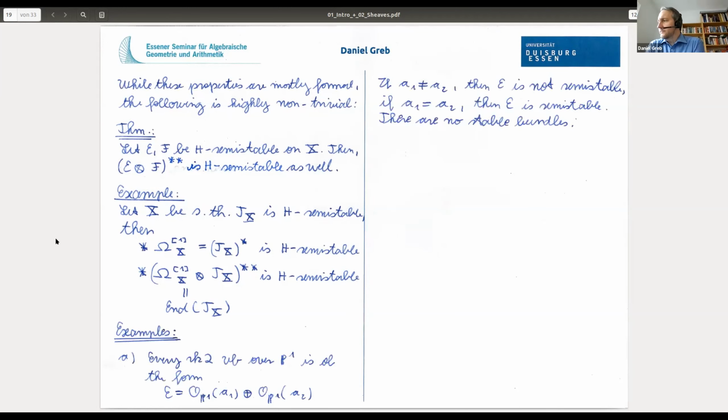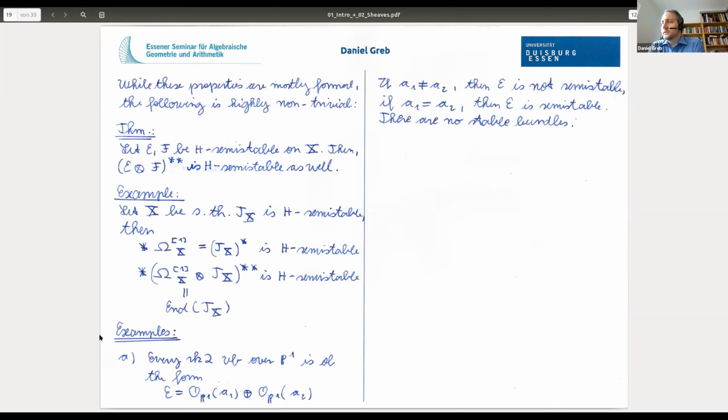Okay, so let's give a few non-geometric examples and then go to the geometry to get some feeling about this semi-stability. Let's do it on P1 first. Probably all of you know that every vector bundle over P1 splits as a sum of line bundles. So if I take a rank 2 vector bundle, it's of the form O(A1) plus O(A2). If A1 is not A2, then E is not semi-stable. If A1 is equal to A2, then E is semi-stable. There are no stable bundles because of this splitting.